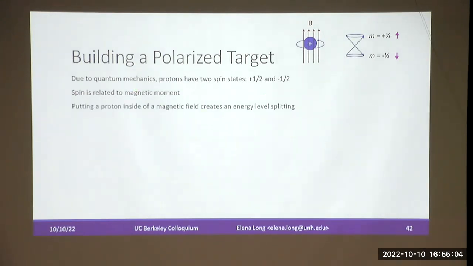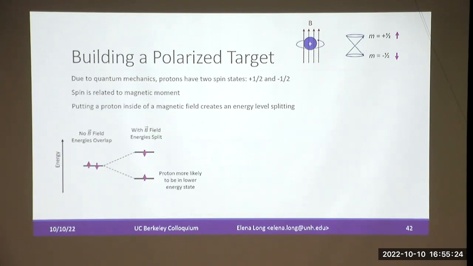I mentioned that we have the polarized target we're trying to build. I'm going to talk about the proton first, because it's a little bit easier to talk about. So we have two spin states, spins related to magnetic moment. If we put a proton inside of a magnetic field, we get an energy level splitting. With no field, they'd be at the same level. If we put it in a B field, we get this energy level splitting.